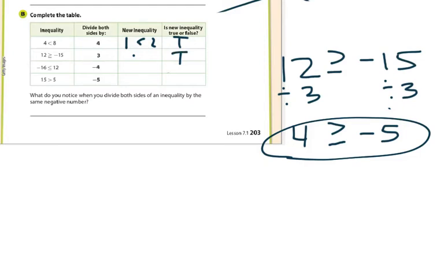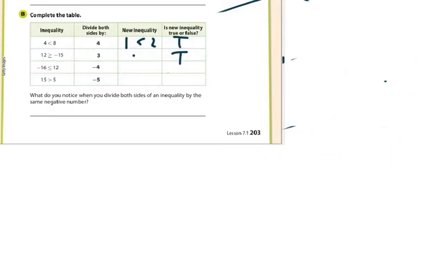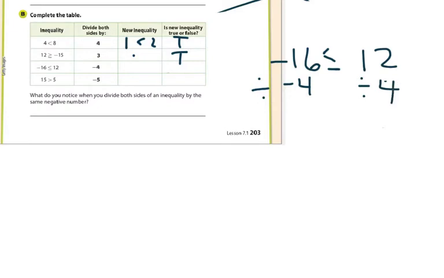Following along with that? Let's talk about the next one, though. Let's do this one. Let's do negative 16 is less than or equal to 12. Let's divide by negative 4. Since I have a negative divided by a negative, I'm going to end up with a positive, correct? And so I end up with positive 4 is less than or equal to, let's see, and I end up with a 3.